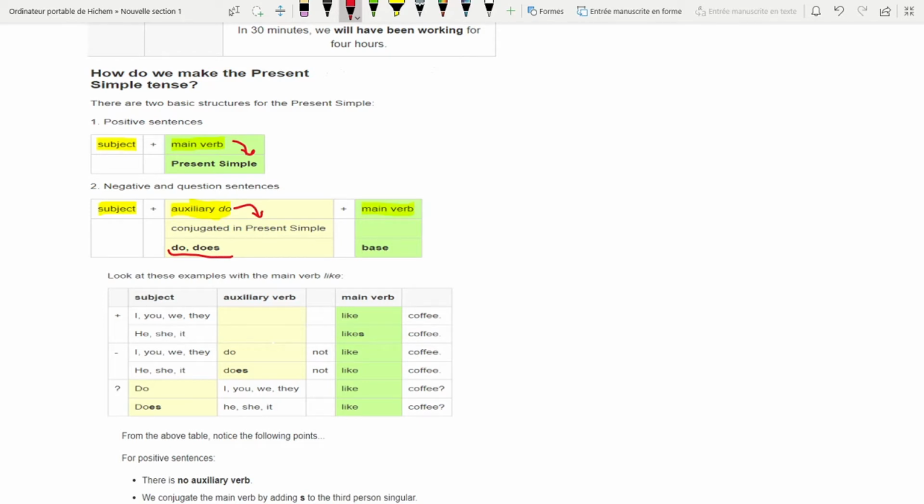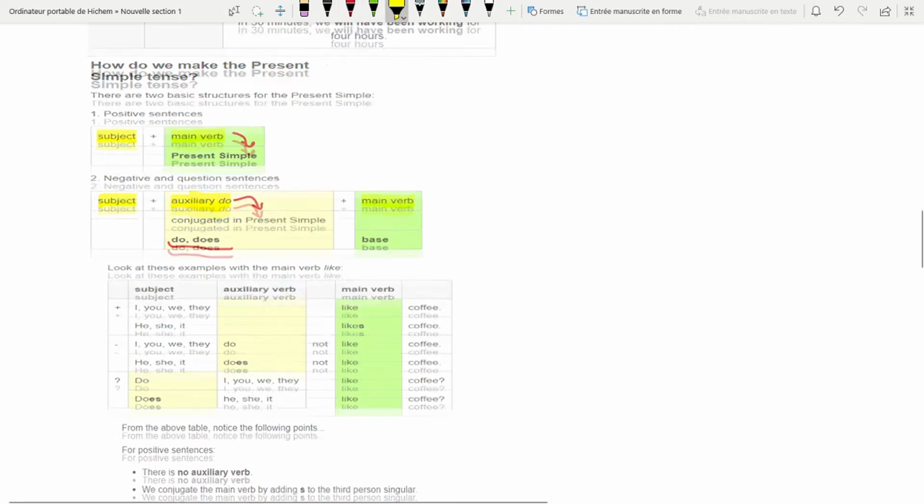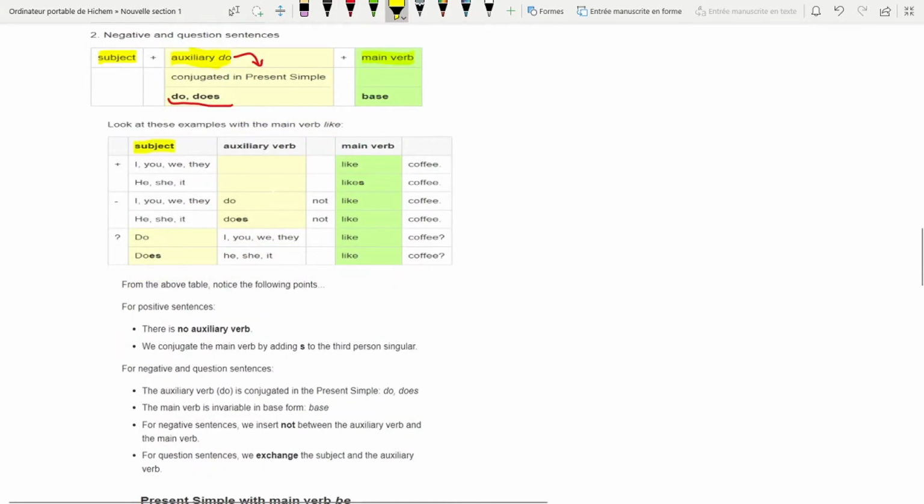Okay, so let us look at the examples. So we have here the subject, we have auxiliary verb, and we have main verb. Okay, and then we have the rest of the sentence. Okay, so we start with to make a positive sentence. These are the examples. We make a positive sentence. These are the personal pronouns. Okay, these also can be replaced by nouns, proper nouns. Okay, so we have I, you, we, they like coffee.